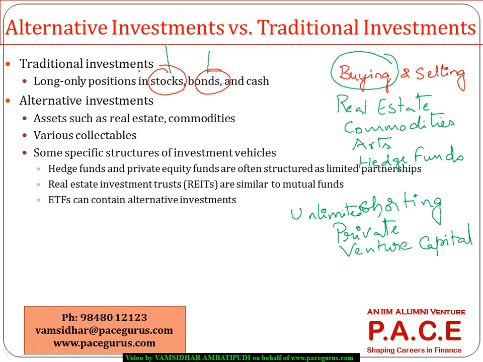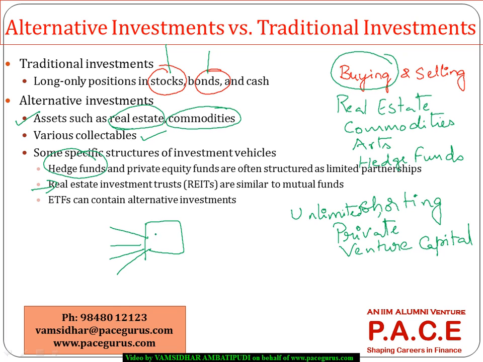To summarize, the various assets categorized under alternative investments are real estate, commodities, some special collectibles, either art or those kinds of things, and many varieties of funds. A fund is nothing but a pool of money which is invested for some specific aspect, something like hedge funds or real estate investment trusts. It's not a purchase of real estate, but a fund which will invest the money in the real estate business.